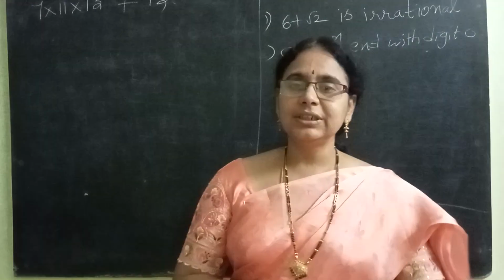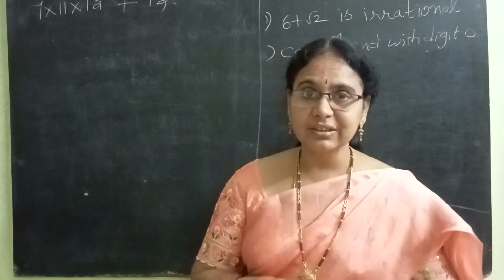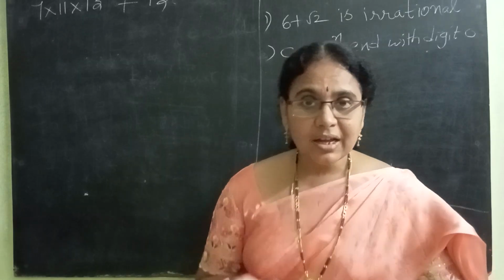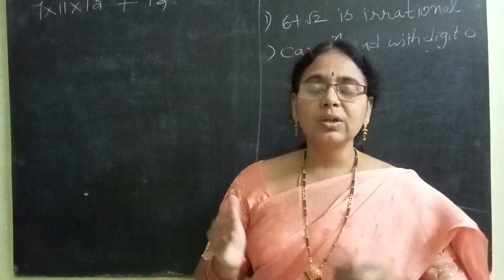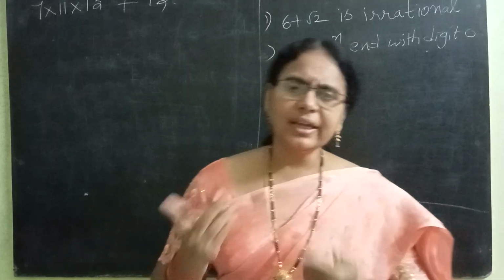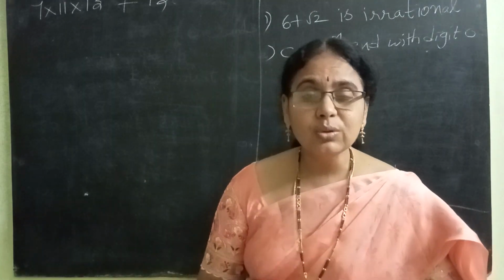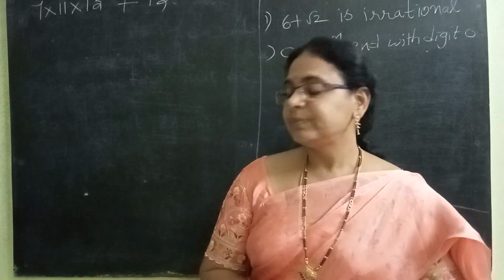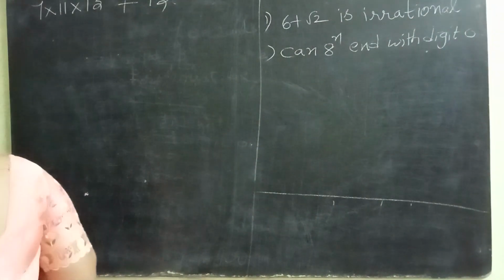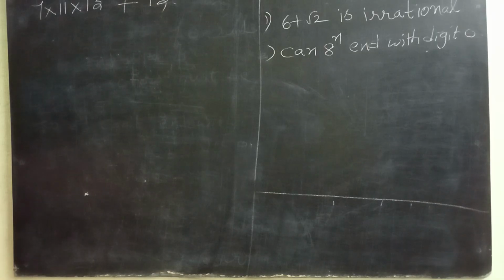Come to the composite number. More than two factors. Not only one and itself; at least one extra factor is there. Then we can conclude that it is a composite number. Okay. Here we have to prove it is a composite number. How can we prove it? See here.